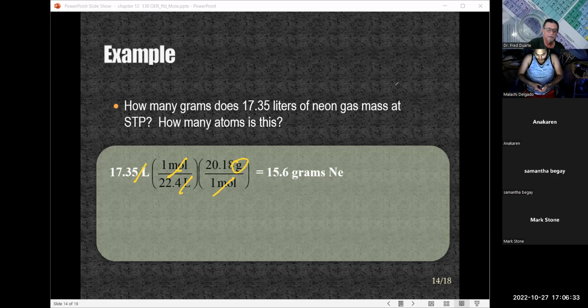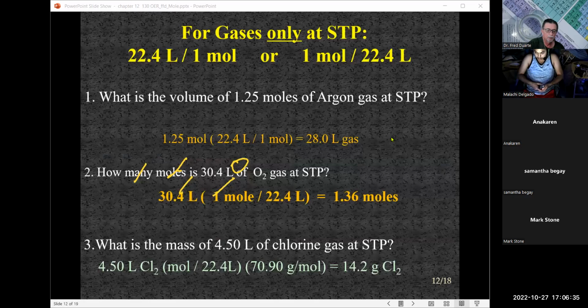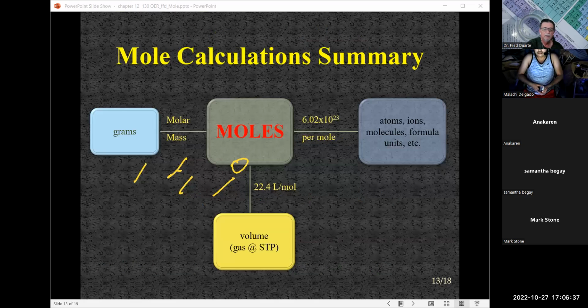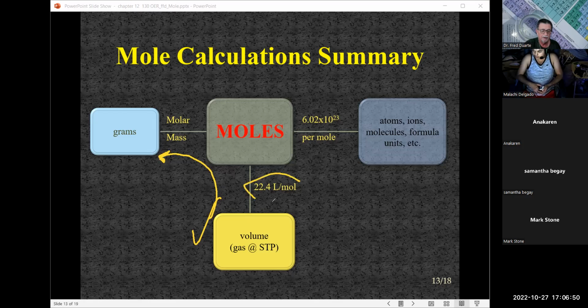This is no different than what we got right here. We started off with volume, and we're going in that direction to figure out the grams. We need this relationship and the molar mass to get us to grams.